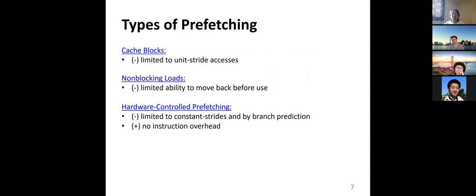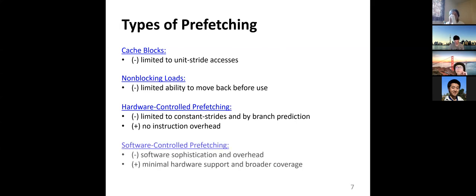The benefit of hardware-controlled prefetching is that it doesn't issue any extra instruction. The hardware inside figures out that something needs to be fetched. In software, I would have to put in a prefetch instruction that eats my issue bandwidth, and it wouldn't be a real instruction. In hardware-controlled prefetching, there's no extra instruction. It's going to directly send a request to the memory controller.